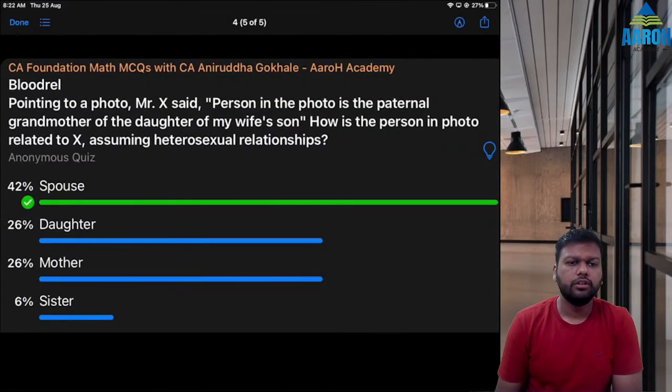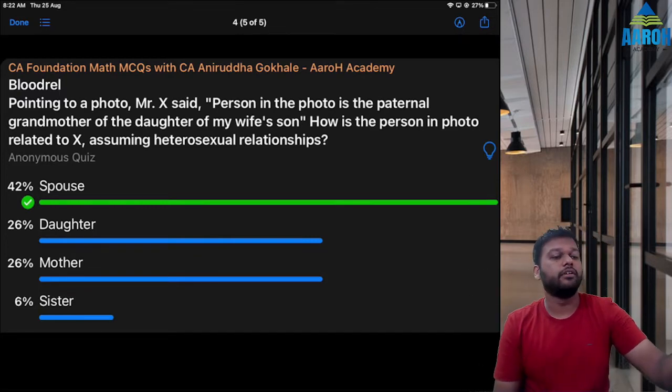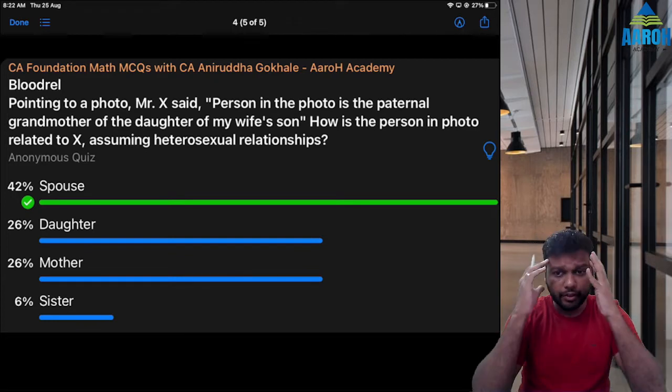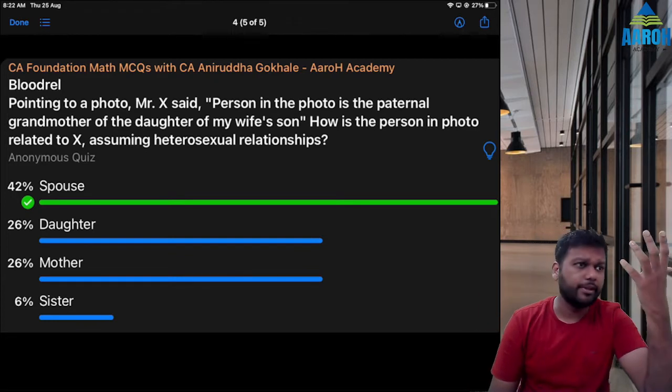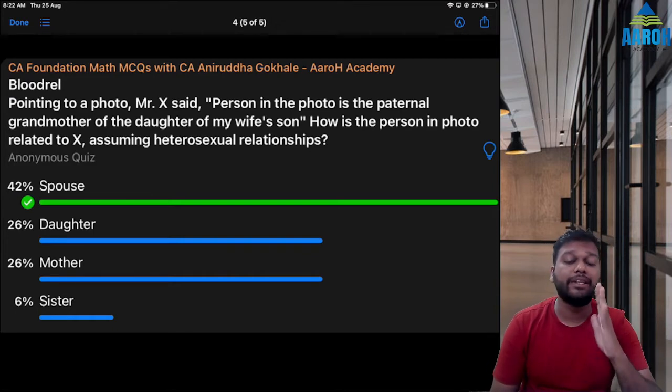Next, pointing to a photo, Mr. X said. Now in such kind of questions where someone is saying something like he is my father, or he is my mother's brother, if you can visualize, that is very good. Then you should solve it in your mind and take the answer. But if you cannot visualize, then you can follow a mathematical approach.